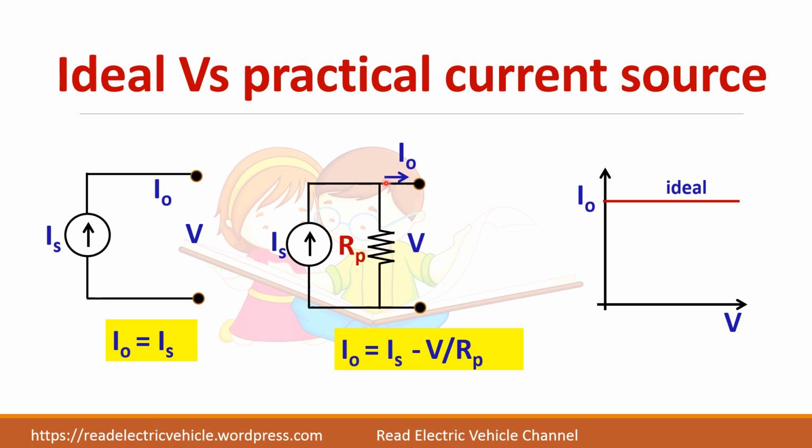So this I naught, that is after this resistance, or the output current I naught, is equal to Is minus some current that will be flowing through this. So it is the voltage divided by resistance. So that current will be flowing in opposite direction. So the net current gets reduced. So I naught will be always less.